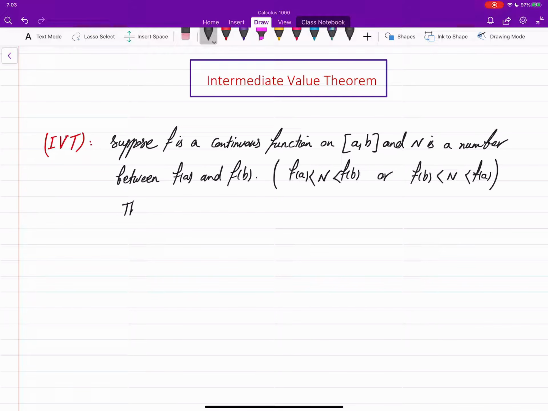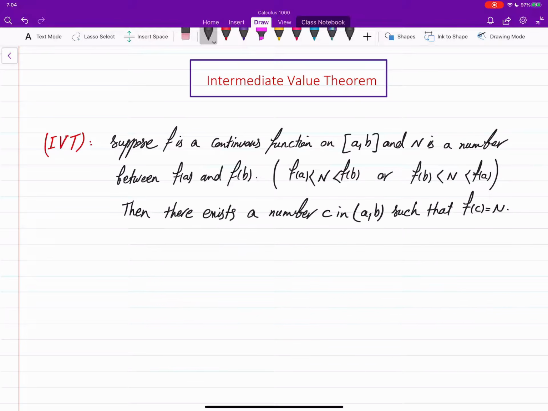Then there exists a number c in the open interval (a, b) such that f of c is equal to n.